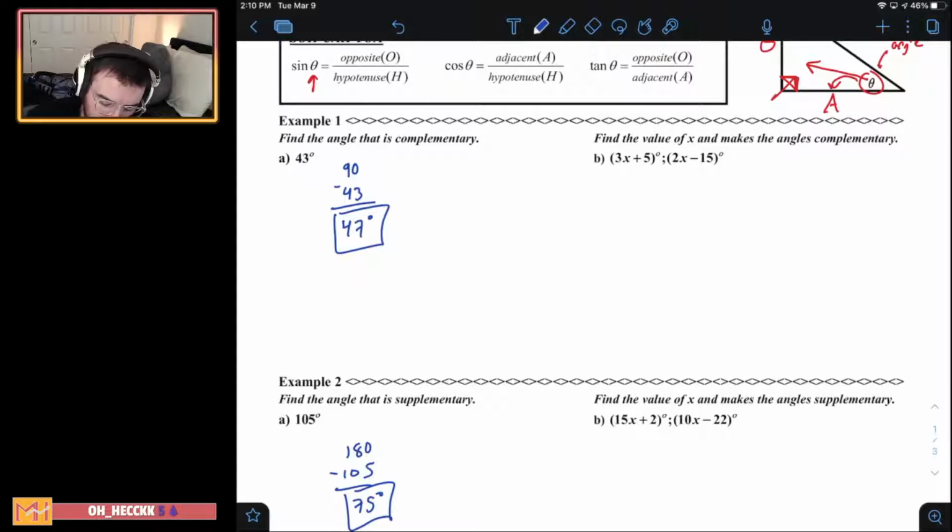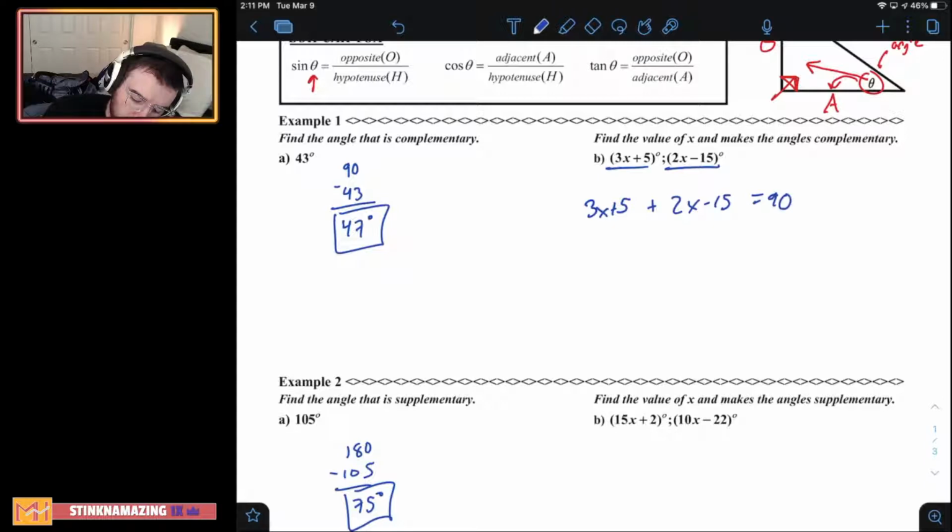Find the value of x that makes the two angles complementary. These two expressions represent angles. So angle 1 plus angle 2 need to equal 90 if they're going to be complementary. That's what complementary means. So that is our equation: angle plus angle equals 90. You go ahead and solve. 2 plus 3 is 5x. 5 minus 15 is negative 10. Add the 10 over and we get 100. Divide by 5 and we get 20.